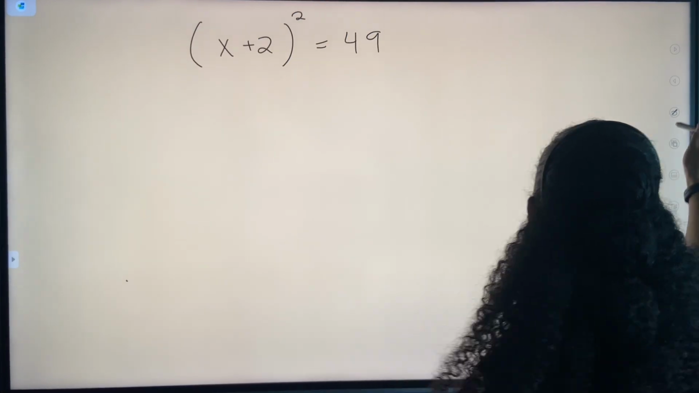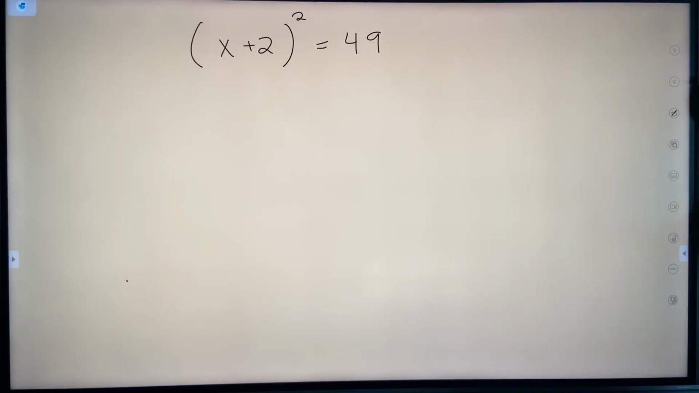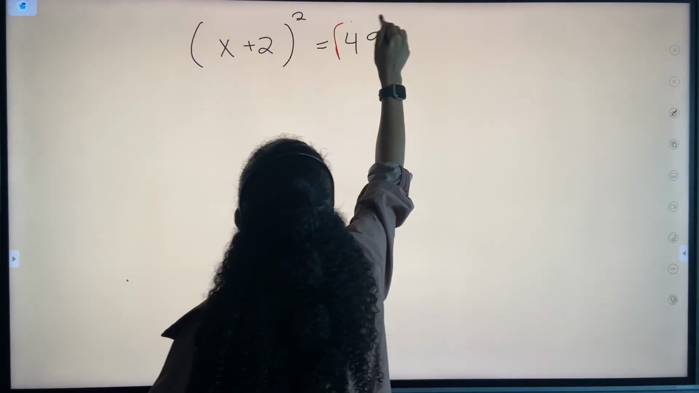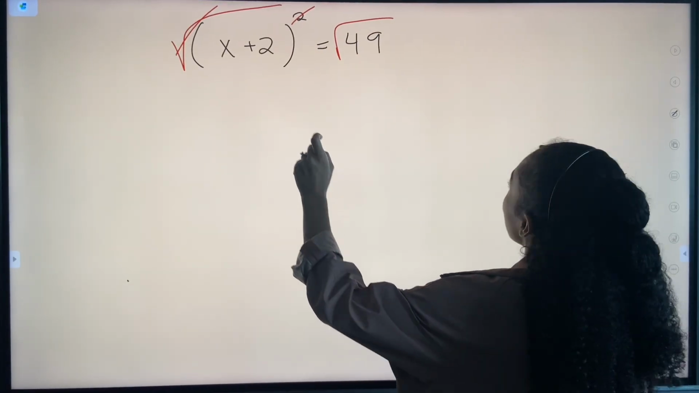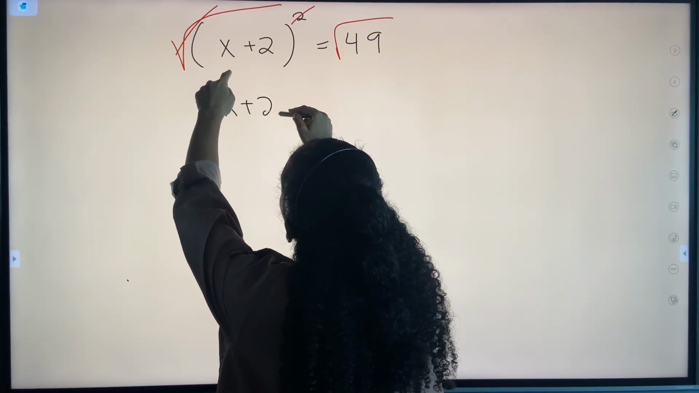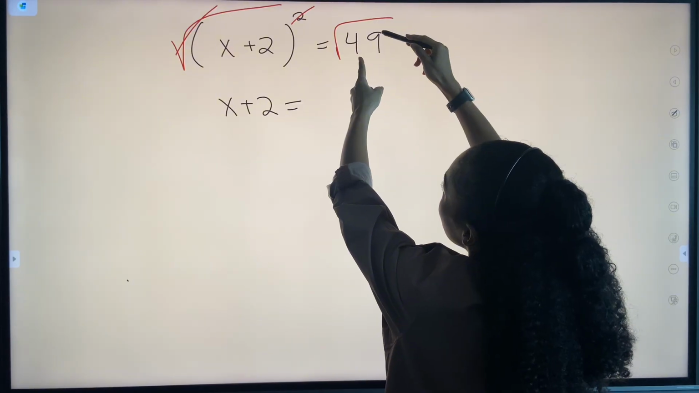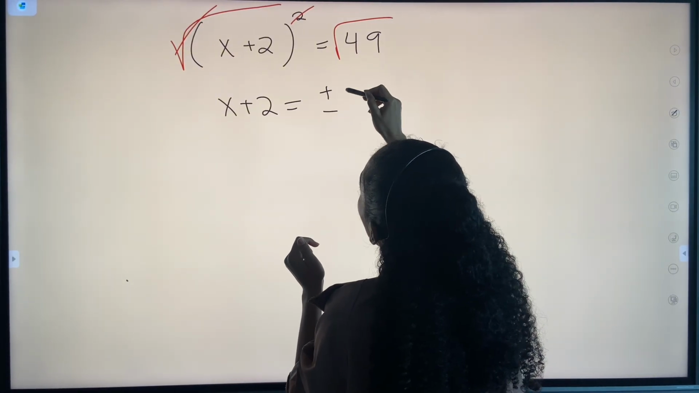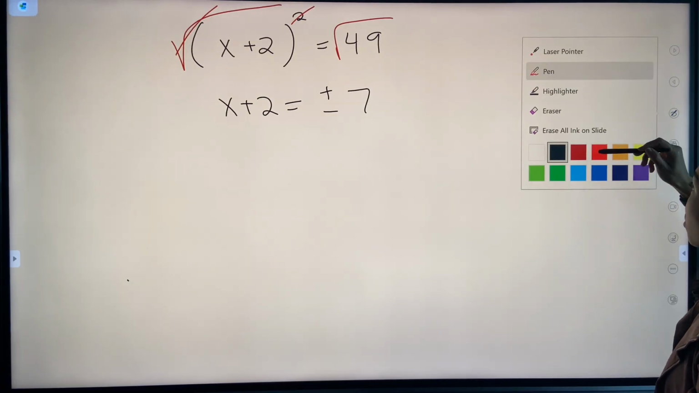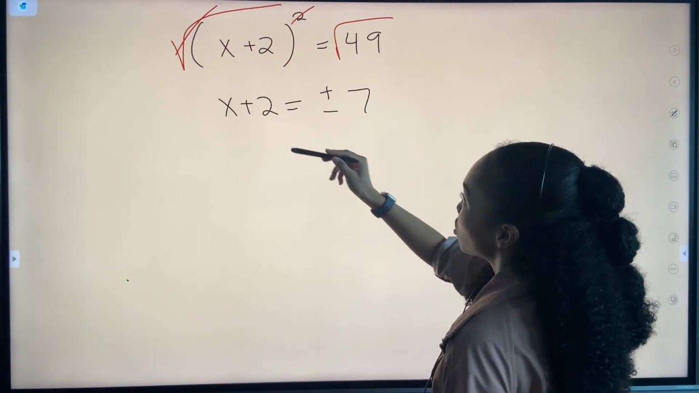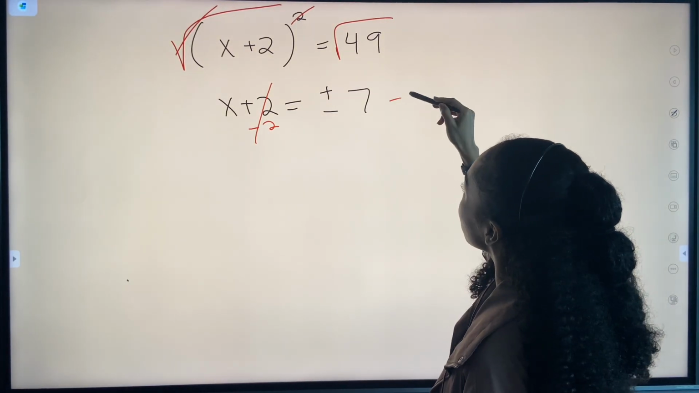All right, what do I do first, guys? Square both. Oh, square both. Yeah, there we go. I thought it was wrong. Square root both sides. So I'm left with x plus 2 equals, what's this? 7. Positive or -7, because the square root of 49 is 7. From here, we want x by itself. So I'm going to subtract 2.